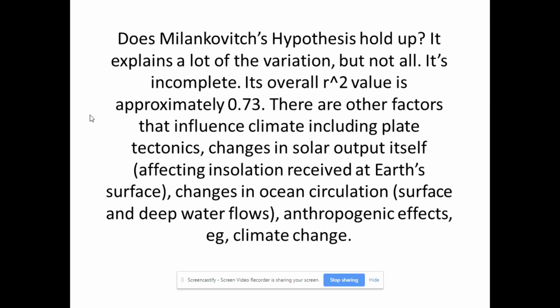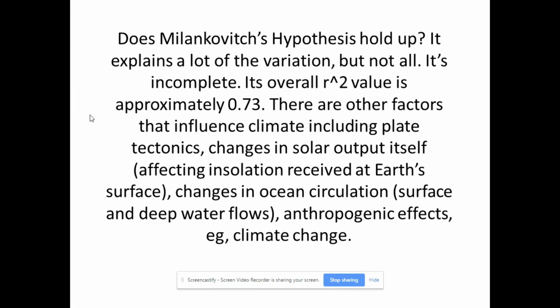So anyway, that's the end of that one. I hope you found this informative, and hope you can see how changes in the Earth's orbit, its tilt, the wobble of its axis, will induce changes in how much solar energy is received, and therefore affect the climate.